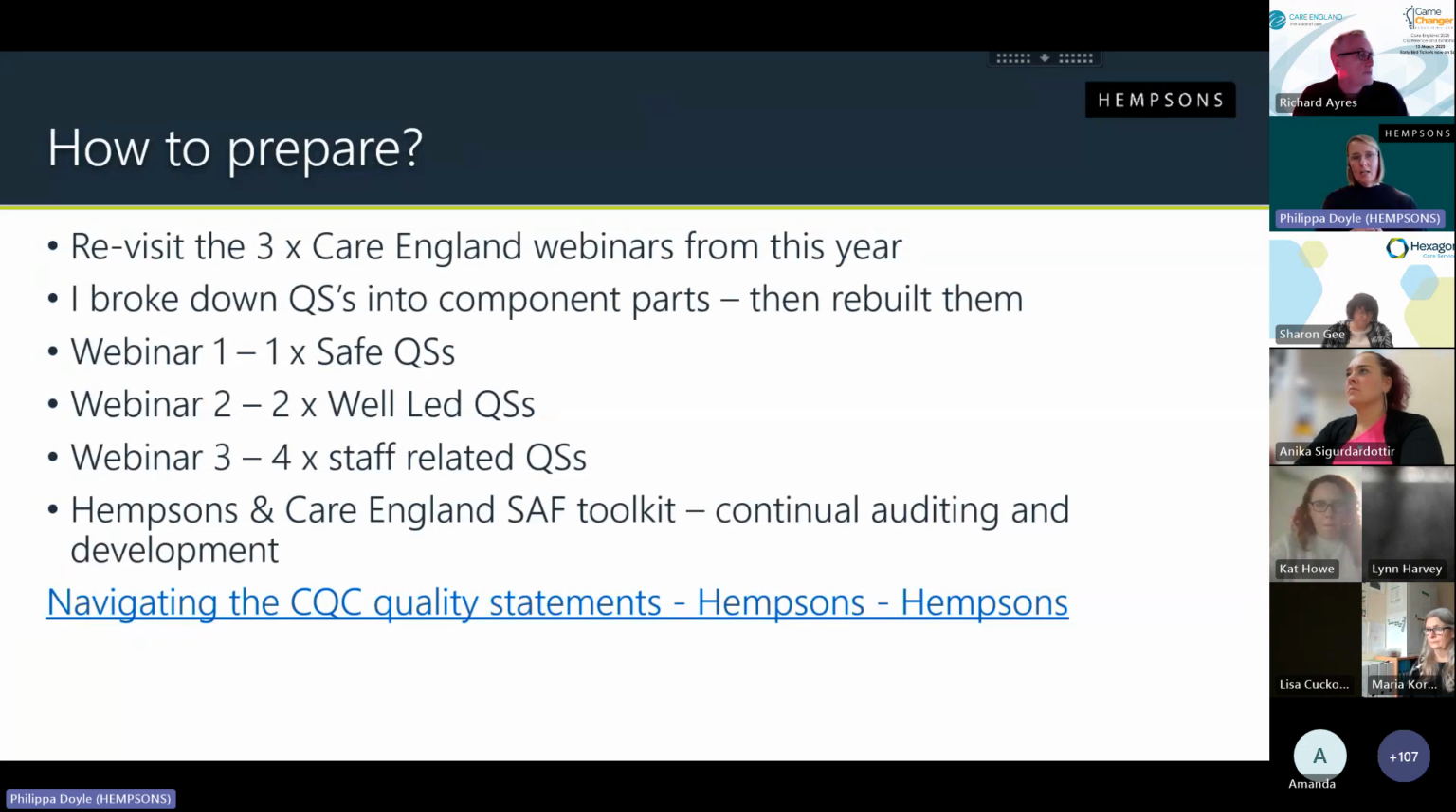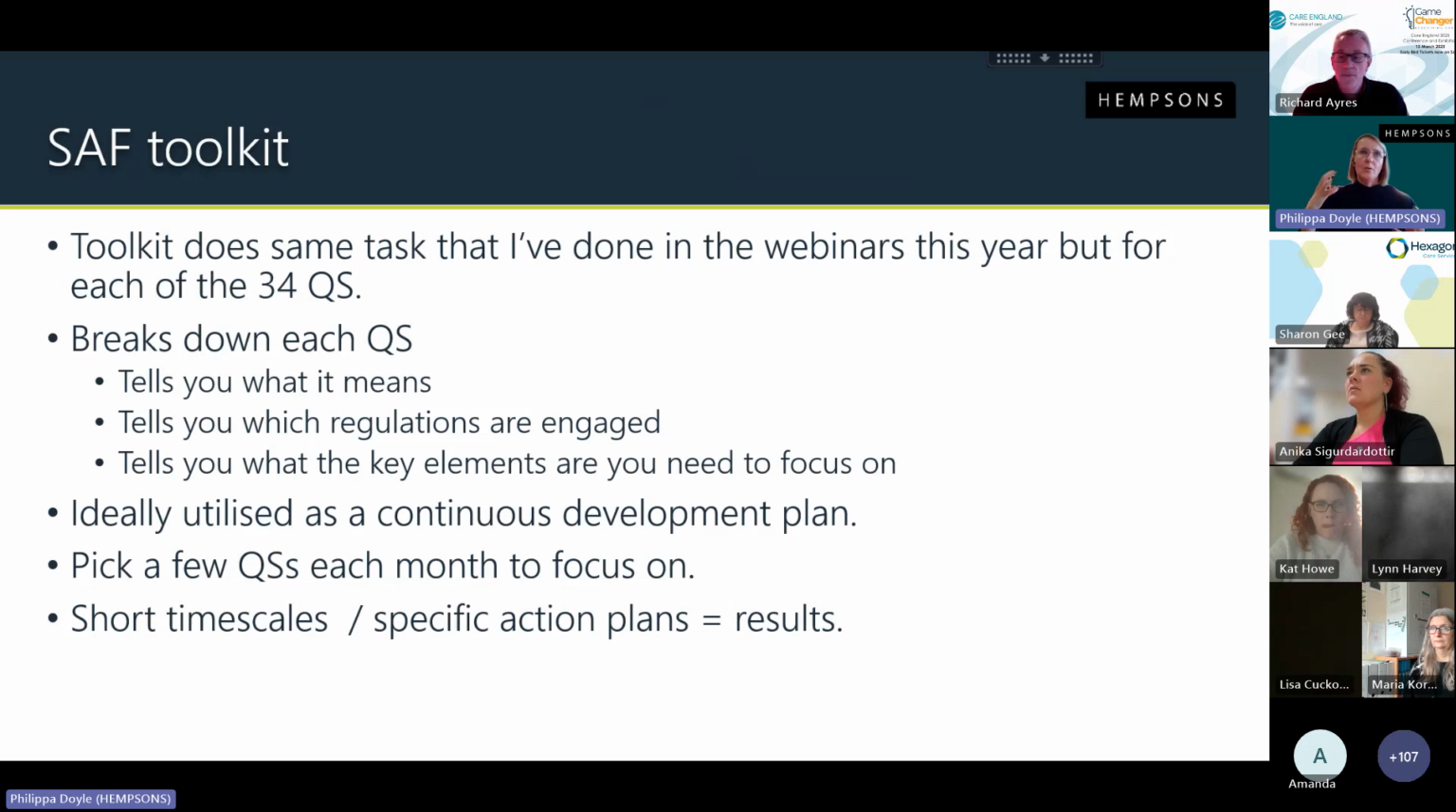But what I want you to do is use it as a continual audit and a continual development tool. I want you to use the toolkit or the webinars almost like a continuous learning and development plan within your service. Each month, take a couple of the quality statements, pull them apart, and focus on how you're going to demonstrate that they work within your service. Put some really short timescales and some really specific action plans in place. And that's the way that you're going to see results.